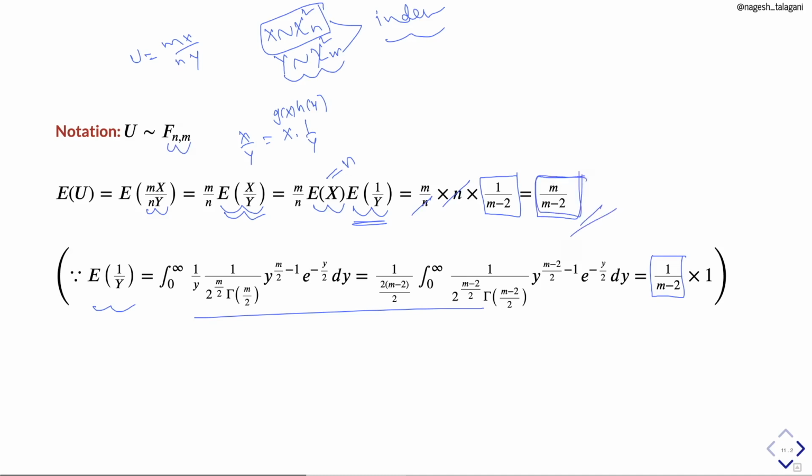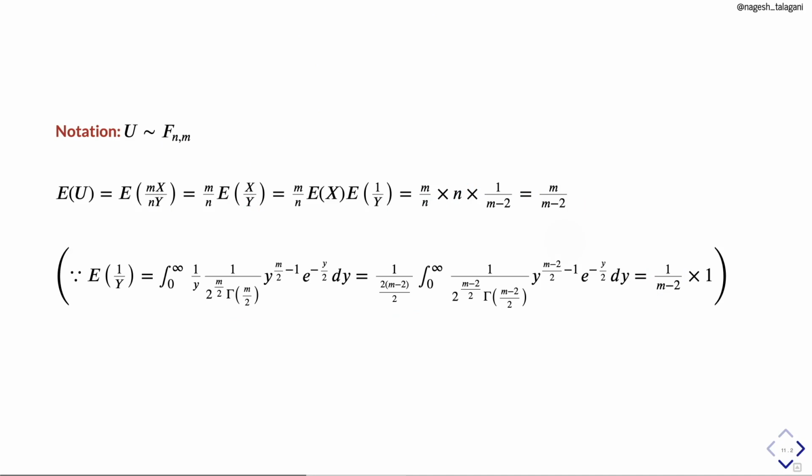Fine. Now let us look at the variance of u. For that we need the expectation of u square first, so that we can write the variance of u as the expectation of u square minus the expectation of u whole square. We already got the expectation of u. All we need is the expectation of u square. First of all, let us look at the expectation of u square.